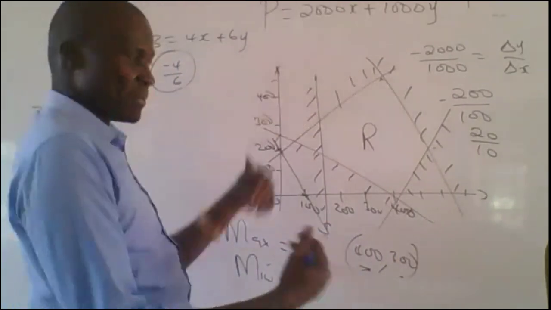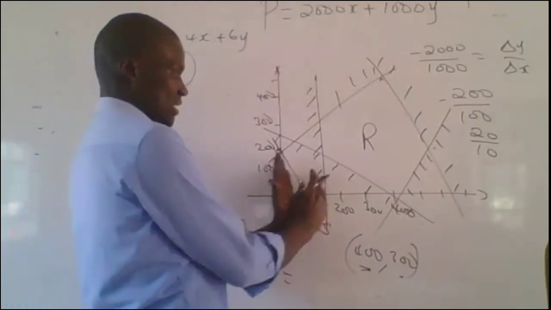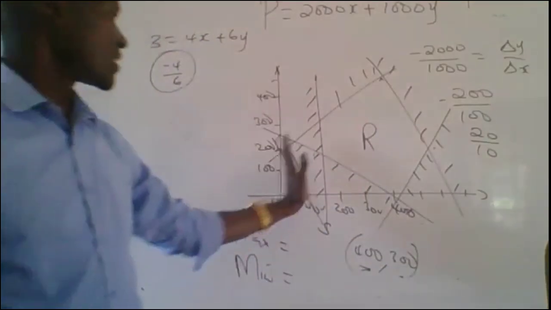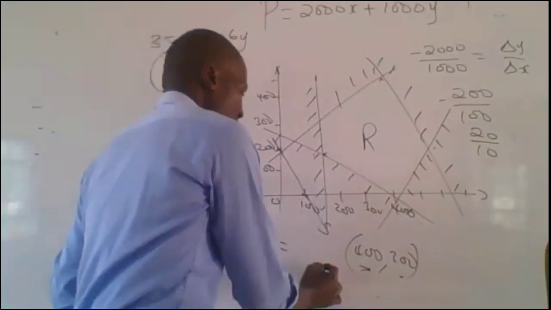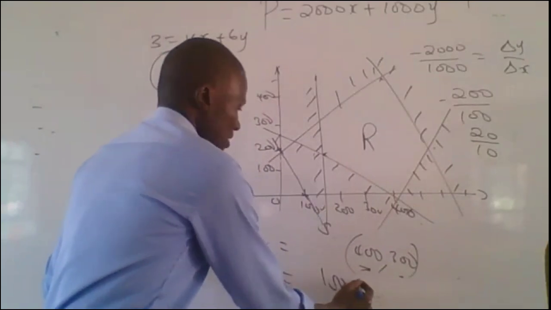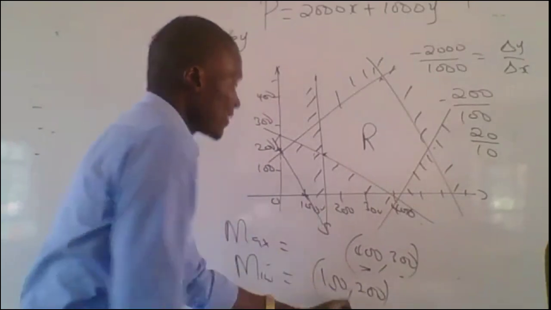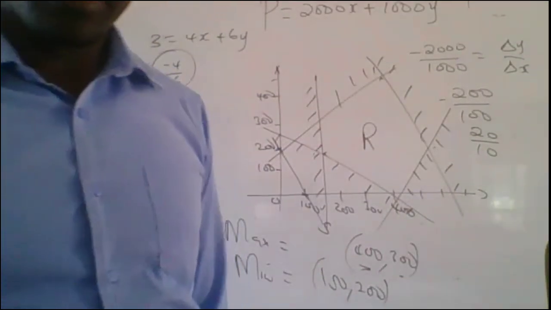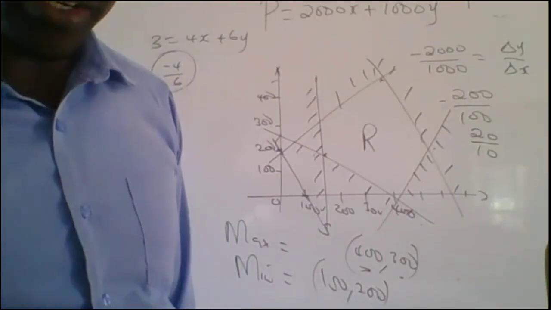If you wanted the minimum, then it means the first point that this line is touching inside that region. If it is touching a point like maybe 150, let's say 200, then these are the values we will substitute in your objective function to get the minimum point. Shireen, is that correct?